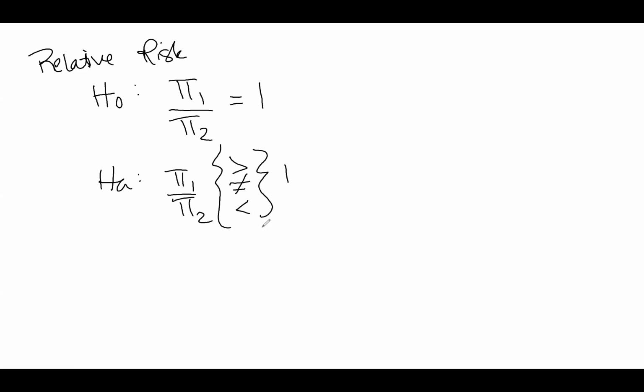I want to talk briefly about confidence intervals as well for a difference in proportions, and then we'll start working through an example to look at that. Any questions on testing relative risk? Okay, to find our confidence interval, so this is when we're estimating the parameter.